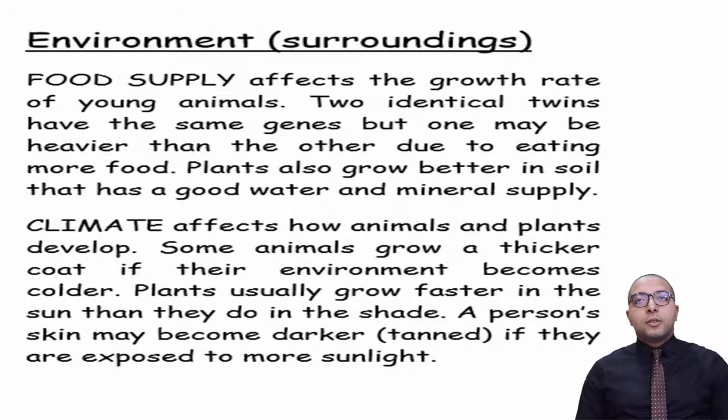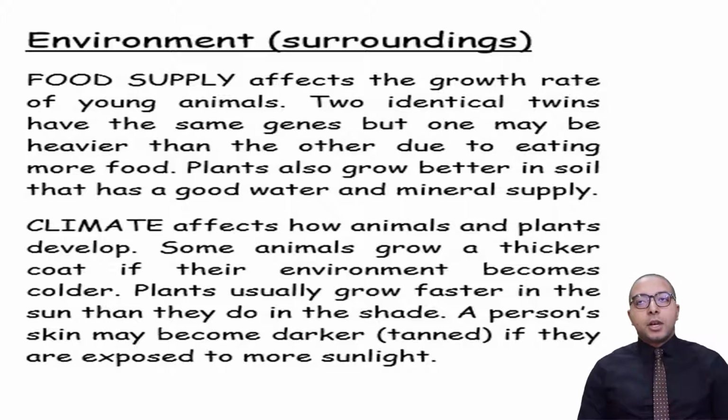The second factor is environmental variation. The food supply affects the growth rate of young animals. We have two identical twins. They have the same genes, but one is heavier than the other due to eating more food. So we can include that as an environmental variation. Not only that, but also plants grow better in soil that has good water and minerals. So that's another environmental variation.